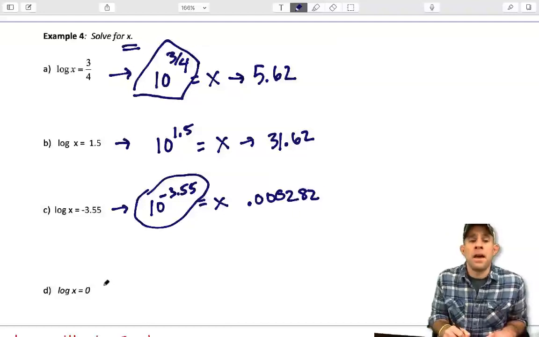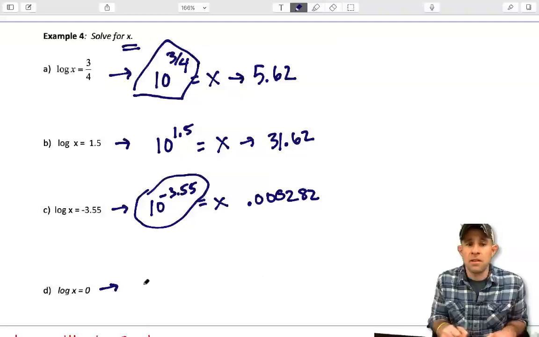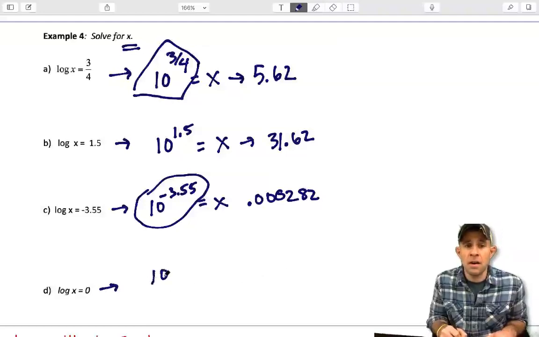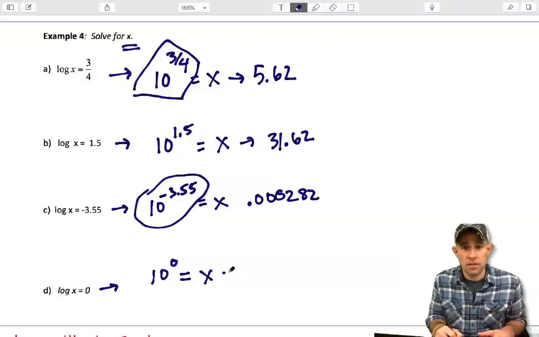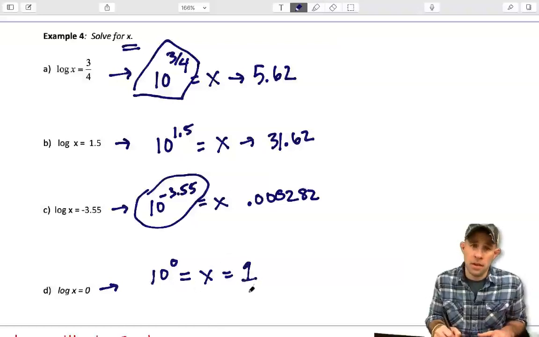0.000282. And then finally here for example D, it says the log base 10 of x is equal to 0. In other words, 0 is the power I put 10 to in order to get x. Well, 10 to the 0, anything to the 0 is actually just 1, so x must be equal to 1.